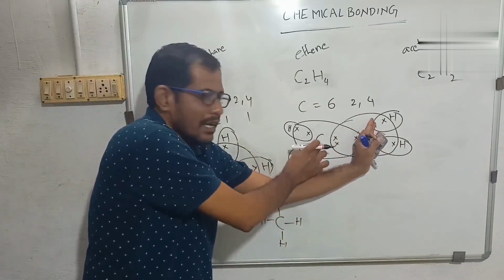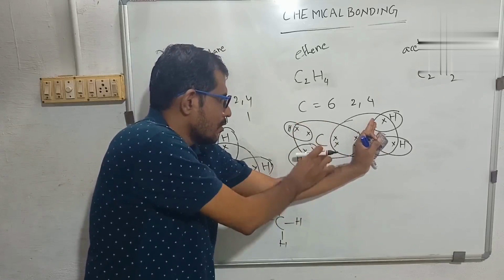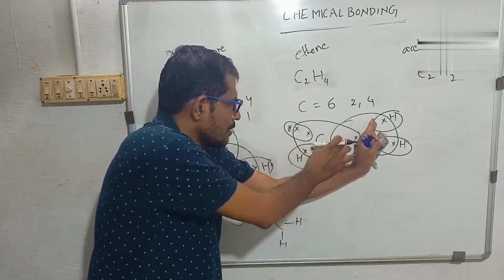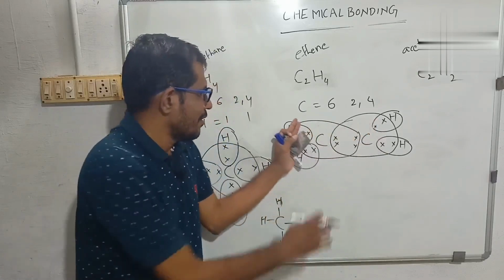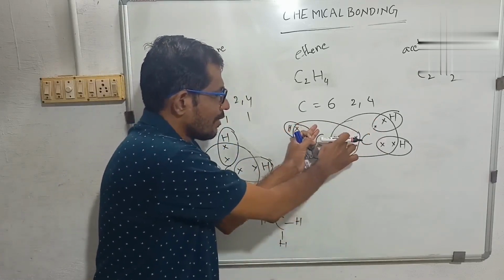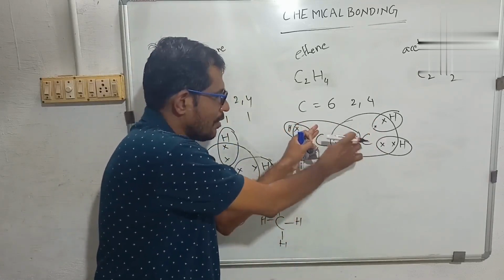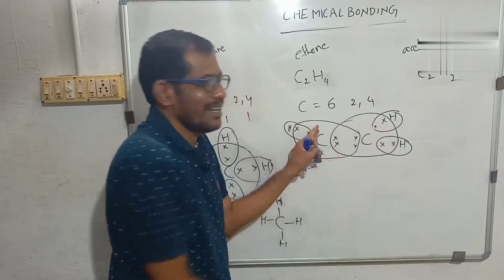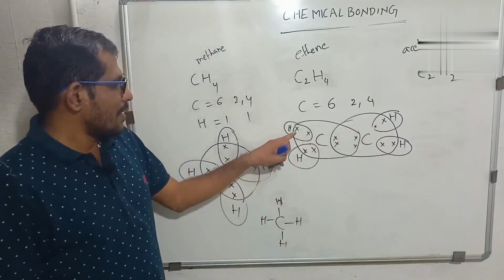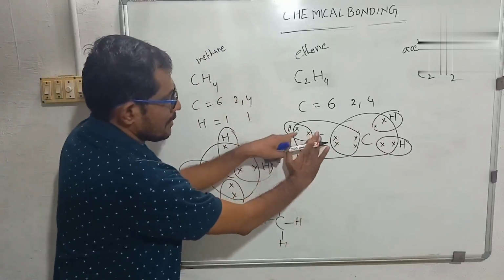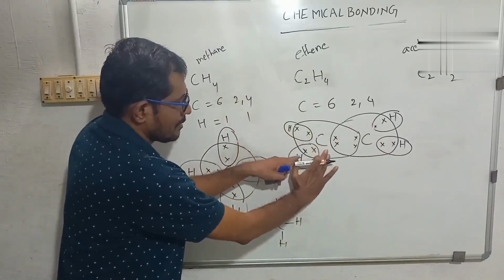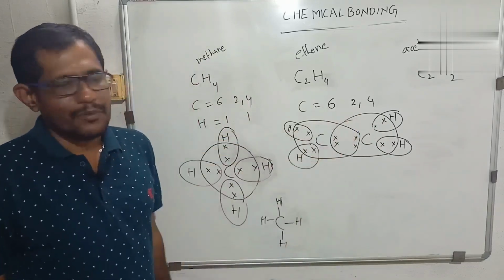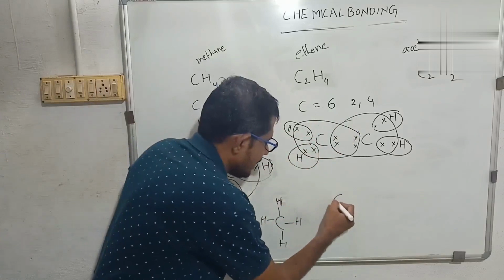For this carbon, count the electrons in that circle only, right? If you count 1, 2, 3, 4, 5, 6, 7, 8, it is stable. For this other carbon, count the electrons in this circle only: 1, 2, 3, 4, 5, 6, 7, 8. 8 electrons. Here, in the hydrogen circle, count 2 electrons. Same way there also. So now I will write the structure.